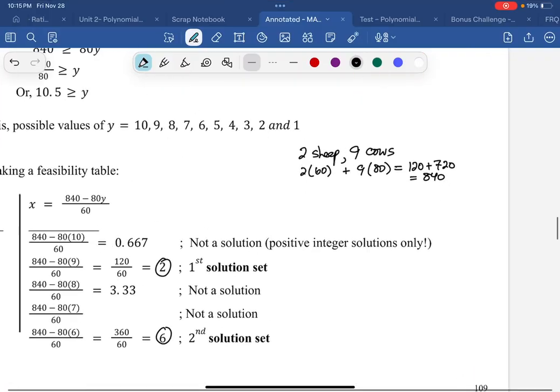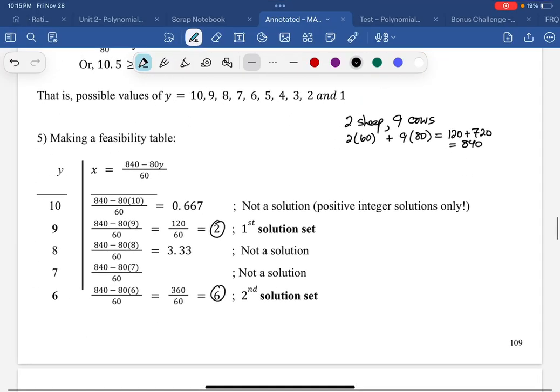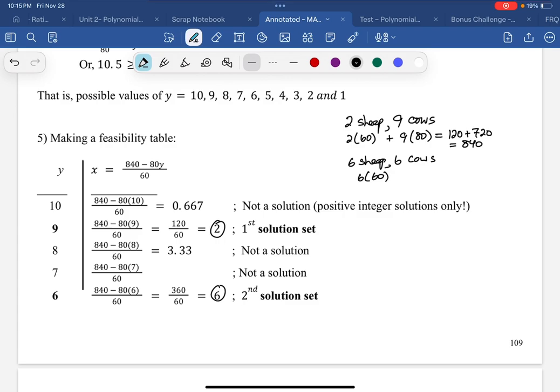So that's one possibility. The other is maybe you had 6 sheep, 6 cows. So that's 6 times 60 plus 6 times 80, which would give you 360 plus 480, which would also give you 840.